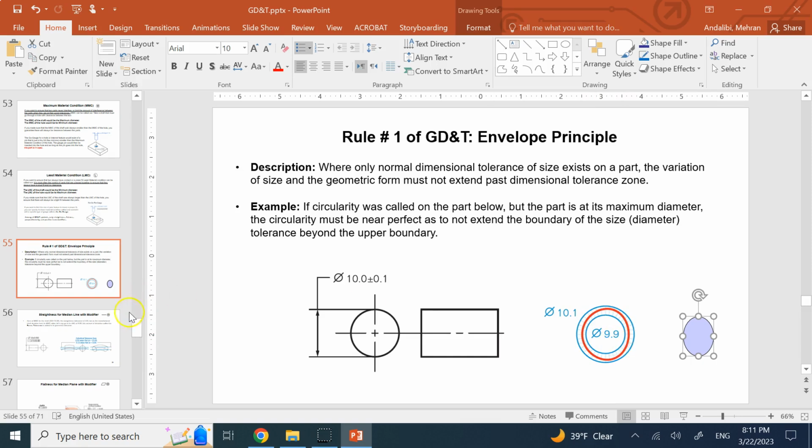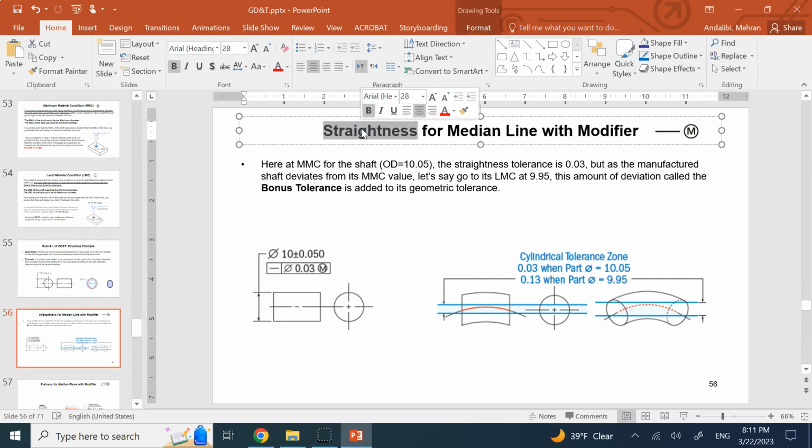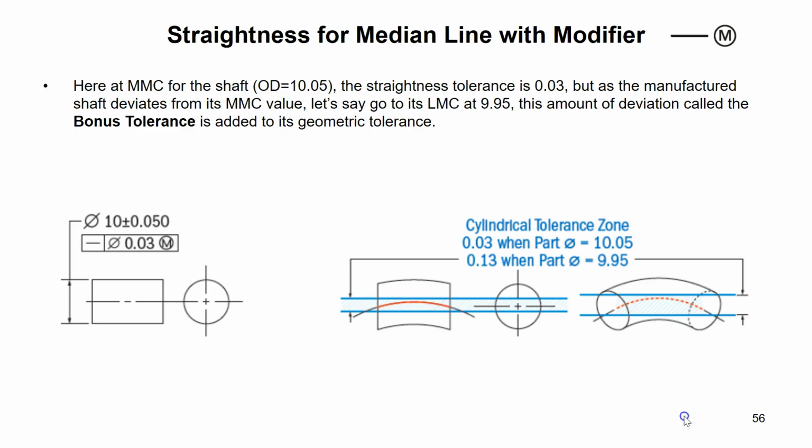Okay, so now with that in mind, let's look at some of these scenarios where I add a modifier to a geometric tolerance at the same time and see what happens when I combine my linear tolerance with geometric tolerance and a modifier. How do we interpret that?